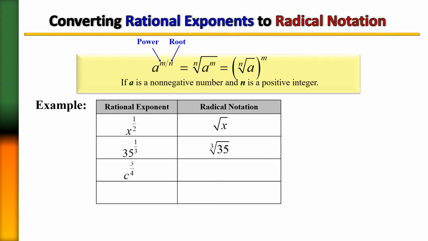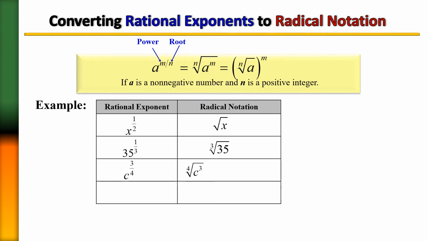Let's do another one. Here we have c raised to the 3/4 power. At the top, c is going to be raised to the 3rd power. And what type of root is it going to be? Well, if you look at the bottom, you see a 4, so that's going to be the 4th root. Now you can write that. This is the way you would write it in radical notation form.